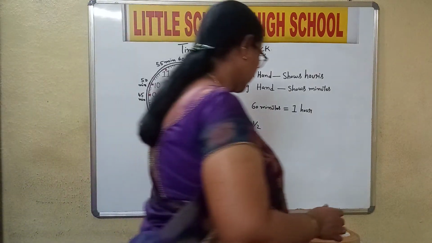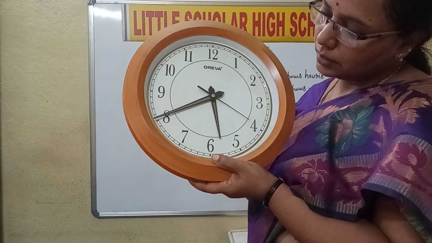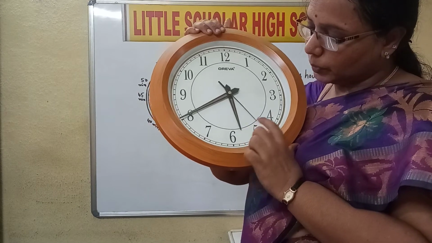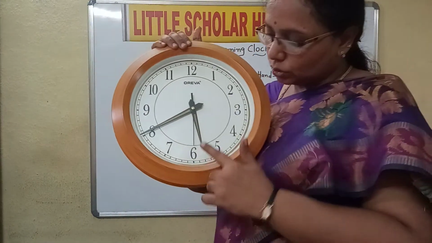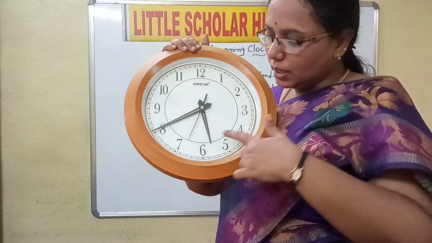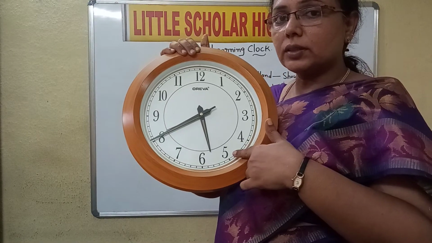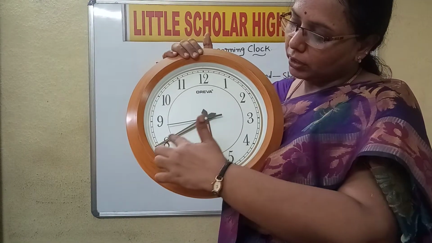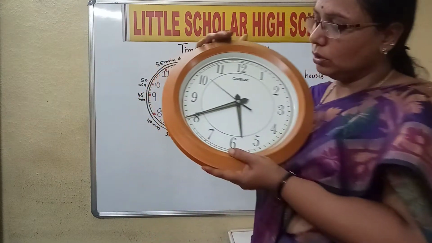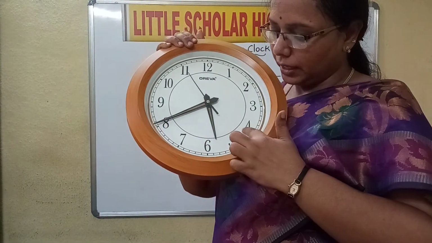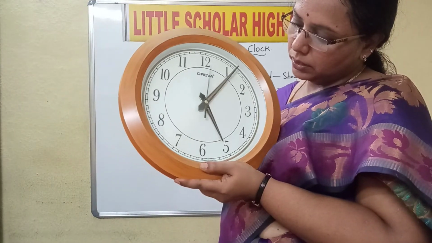Now, let us see. Okay? The small hand is nearing 6, but it is still 5. It is coming to 6, not yet exactly on 6. So, we will take the first number, as I said. When the hand is between two numbers, which number will you take? You will take the first number. What is the first number here? 5. That is 5:40. 8 means how many minutes? 40 minutes. So, 5:40.